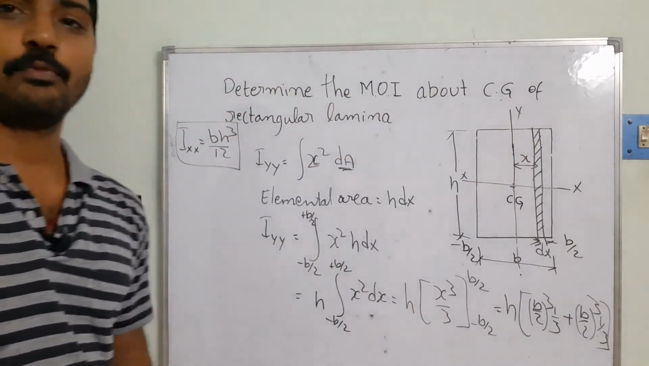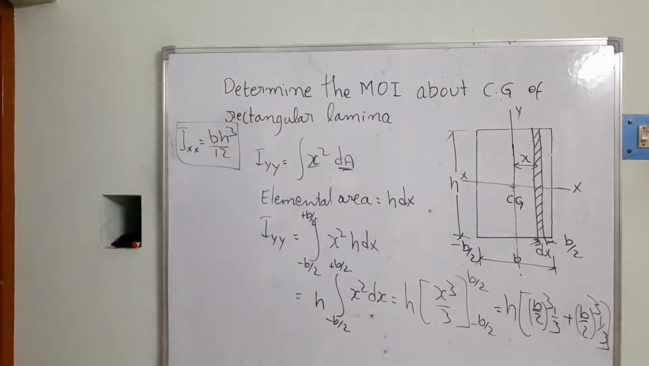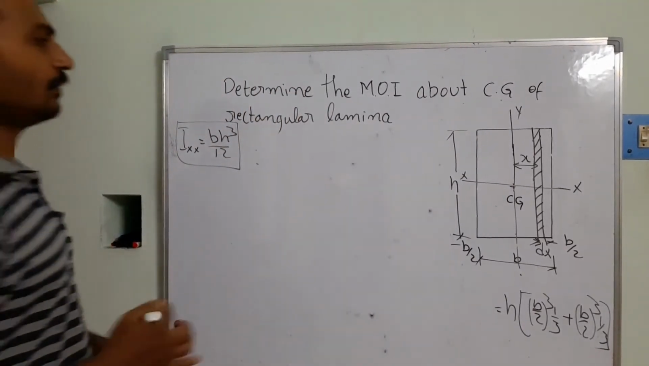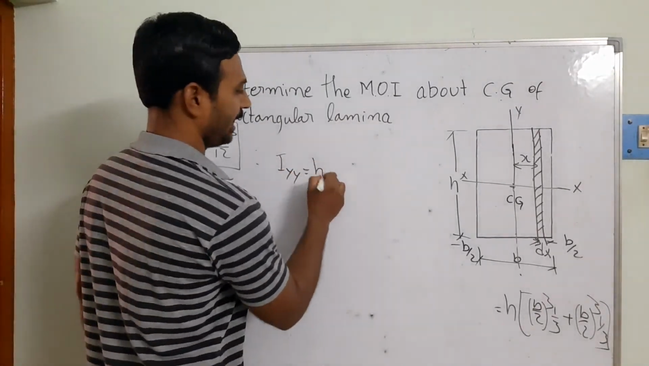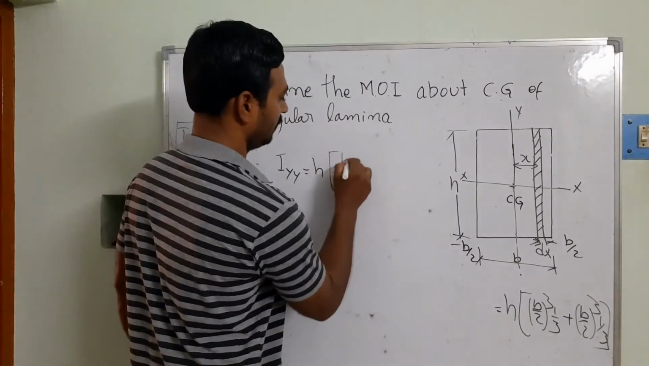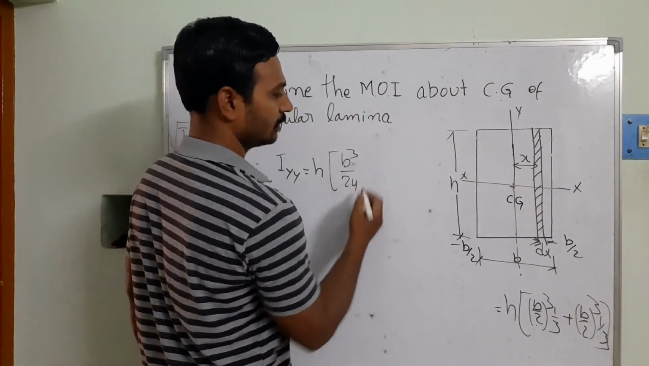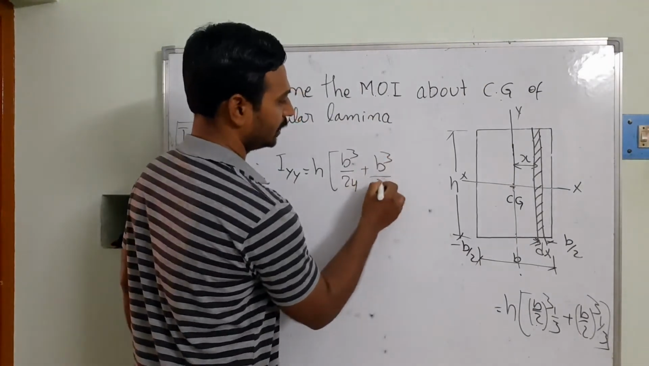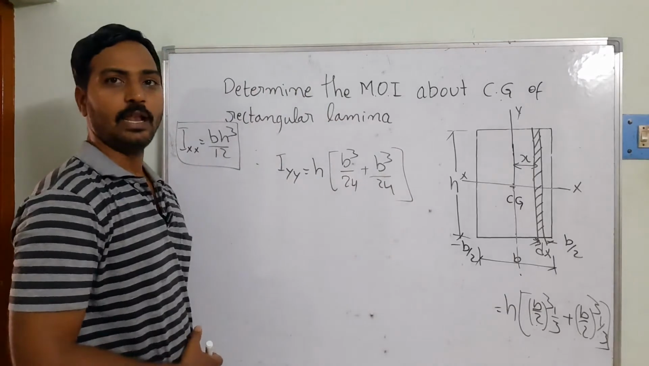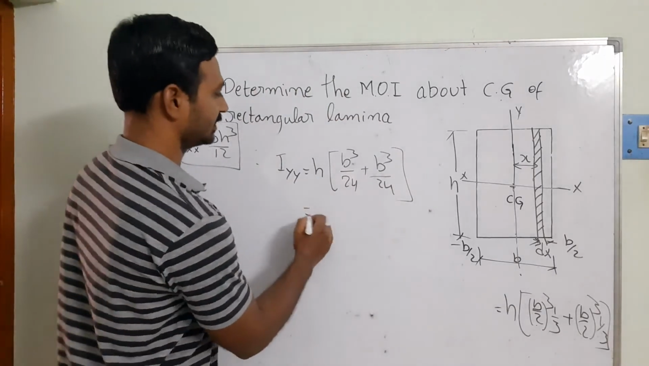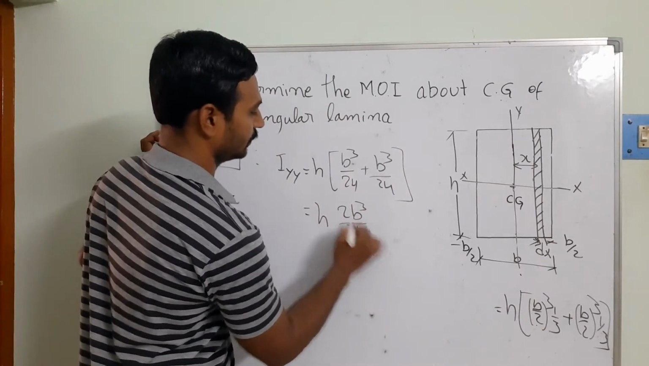So once I simplify that equation, that is going to be Iyy is equal to h, this is going to be your b cube, and the 2 cube is going to be 8 into 3, 24, plus b cube by 24 we are going to be getting after the simplification of this one. So then LCM we are going to be taking here for the simplification. That's going to be 2b cube by 24.